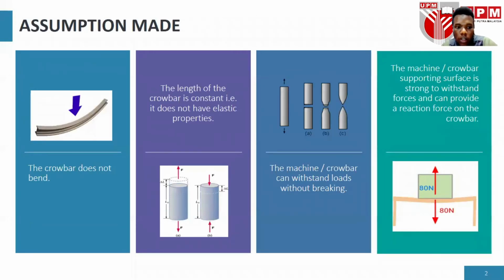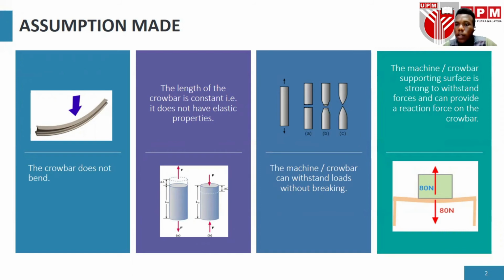Assumption made in this machine. The first assumption is the crowbar does not bend. This means that when you use the crowbar, it remains with the same length and it does not bend, that is, it remains straight. Also, the length of the crowbar is constant, that is, it does not have elastic property. The momentum of the crowbar remains constant and the length does not change either by reducing or increasing. Also, the crowbar can withstand load without breaking. That is, when we use it to remove nails or break things apart, the crowbar does not break and it can stand any amount of load.